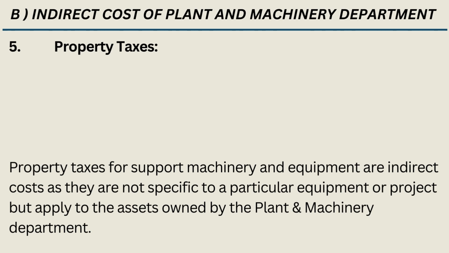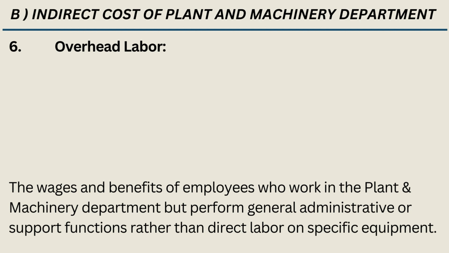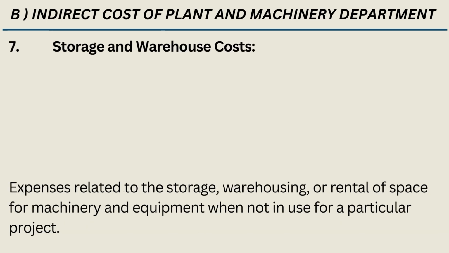5. Property taxes. Property taxes for support machinery and equipment are indirect costs as they are not specific to a particular equipment or project but apply to the assets owned by the plant and machinery department. 6. Overhead labor. The wages and benefits of employees who work in the plant and machinery department but perform general administrative or support functions rather than direct labor on specific equipment.